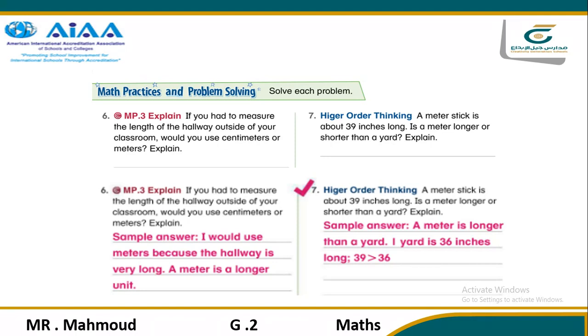Another question here, number 7. A meter stick is about 39 inches long. Is a meter longer or shorter than a yard? You know before, 1 yard equals 36 inches. And 1 meter equals 39 inches. So 39 is more than 36. So our answer would be a meter is longer than a yard.